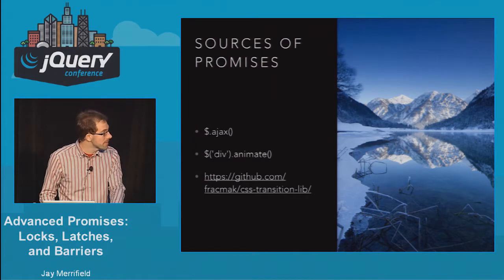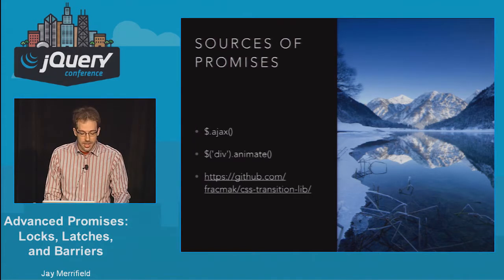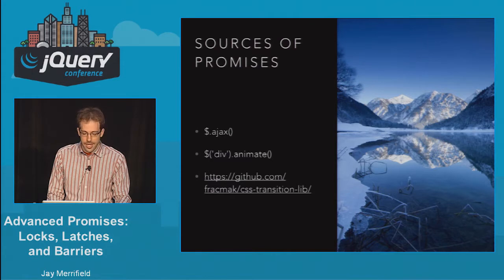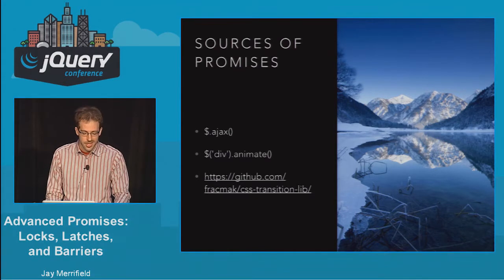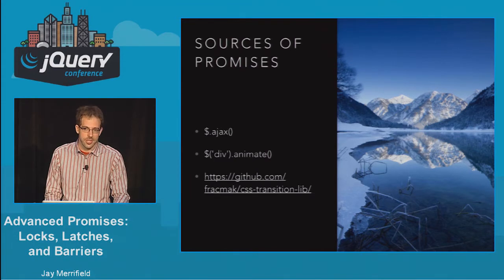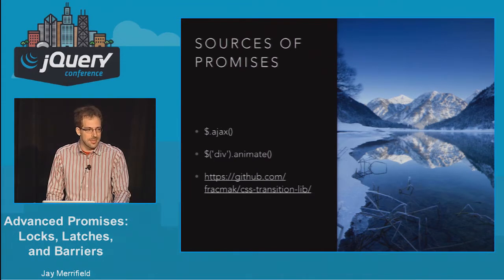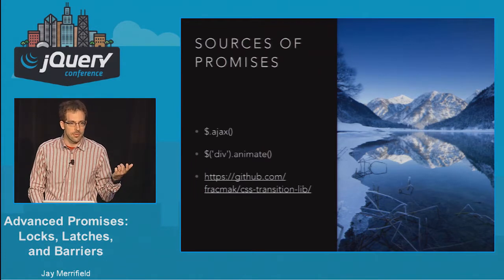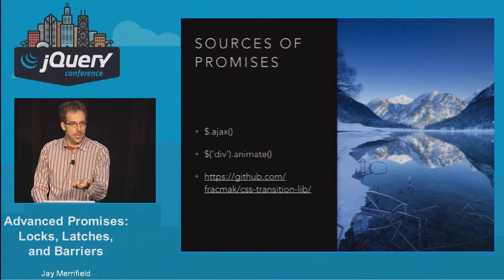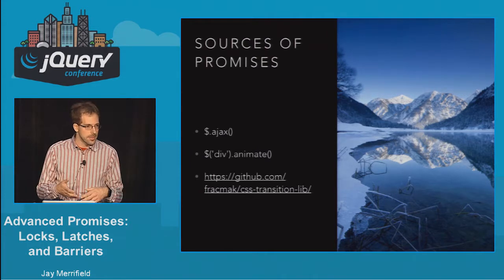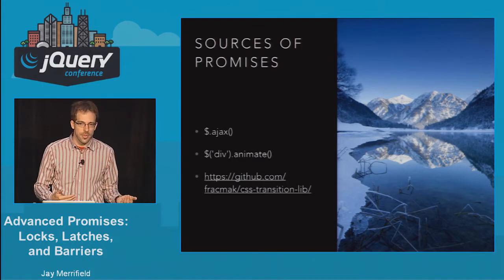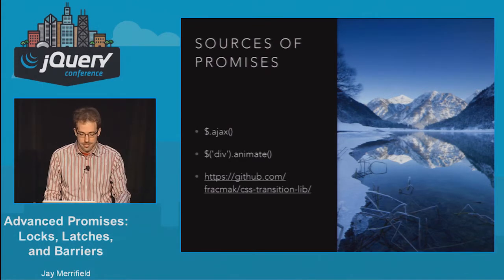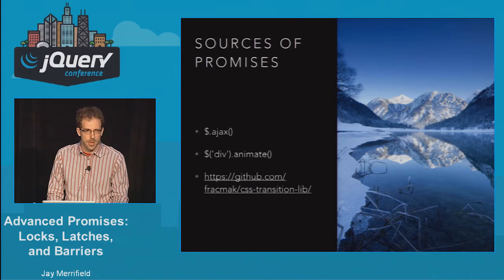So, sources of promises. I already kind of mentioned AJAX. And jQuery.animate, and there's something else that I threw together, which was called CSS transition lib. It's basically a promise wrapper around transitions, trying to give you a very simple interface where you just say .animate, and you say what property and what value and how long, and it will return a promise that will resolve. But it's also smart enough to know that not all browsers support transitions, so it will fall back to jQuery animate if that happens, because we're working with promises. You have jQuery animate there. Why not use it?